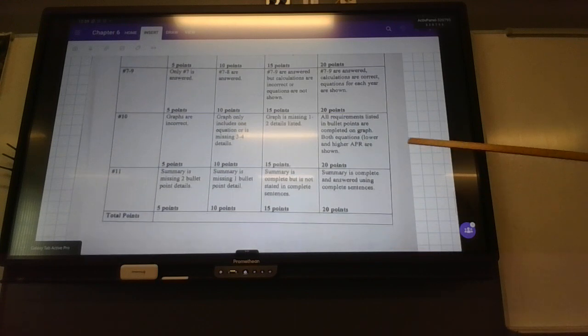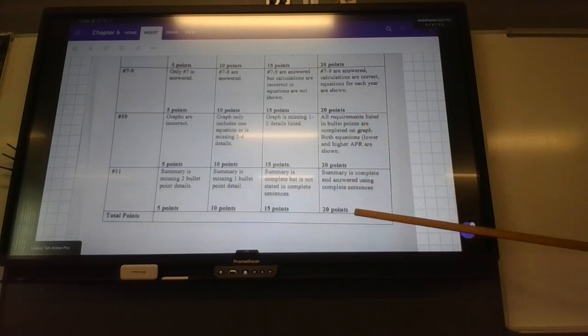Number 10 is your graph. To get the full 20 points on your graph, you have to do all those bullet points listed, and then your summary, complete sentences.